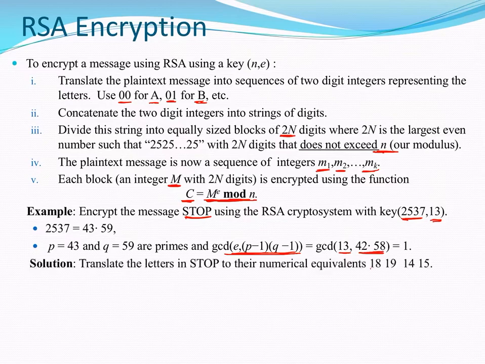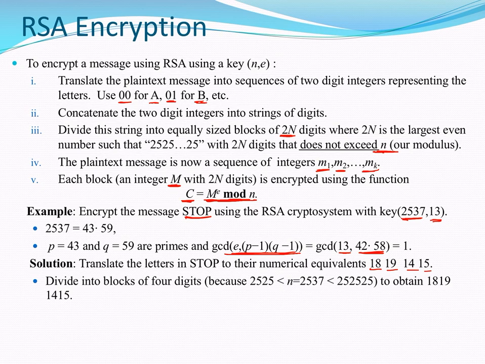All right, now we translate these into 2-digit encoding: 18, 19, 14, 15. We have to divide them into blocks of 4 digits, that is 2 characters each, because my n is 2537. I can only do 2 characters at a time. So I've got 2 blocks, 1819 and 1415.